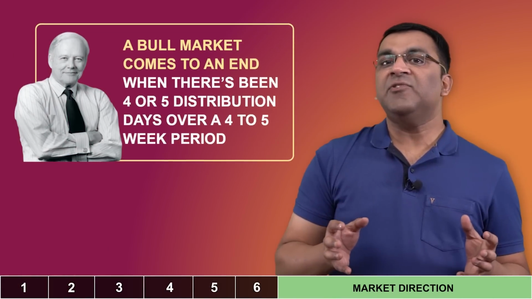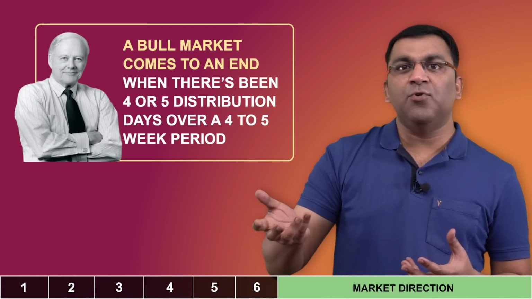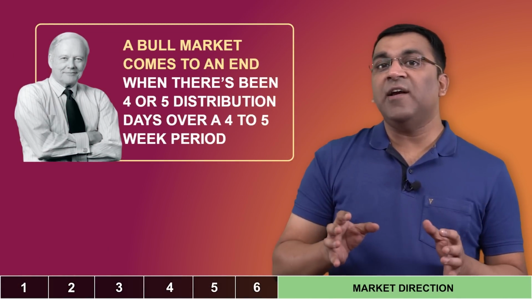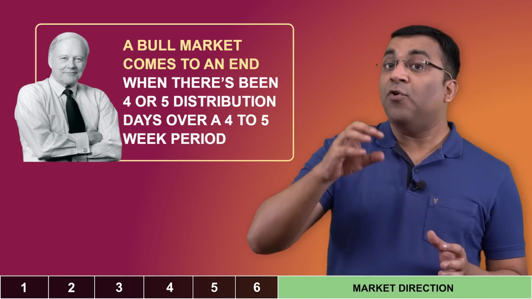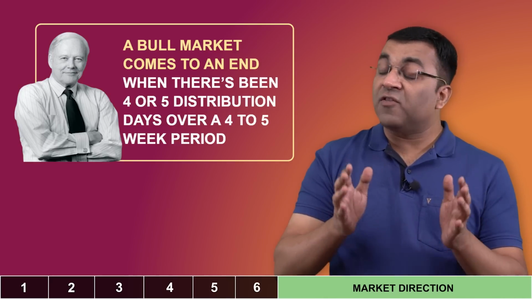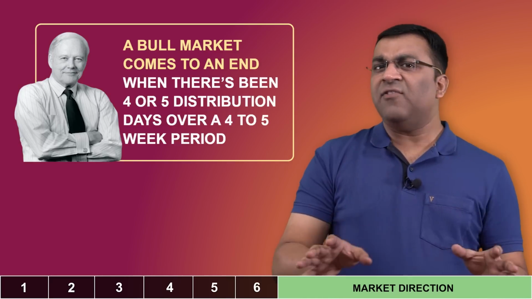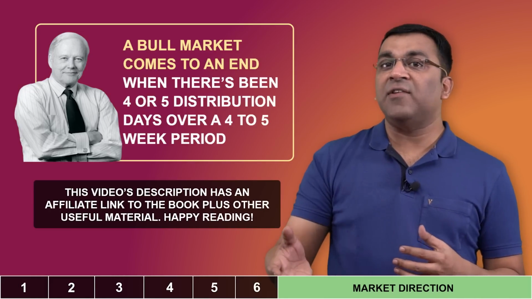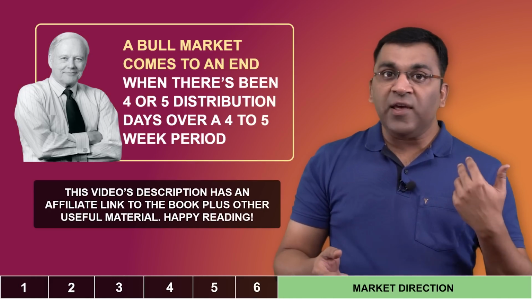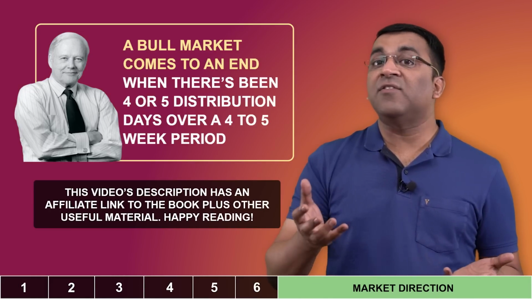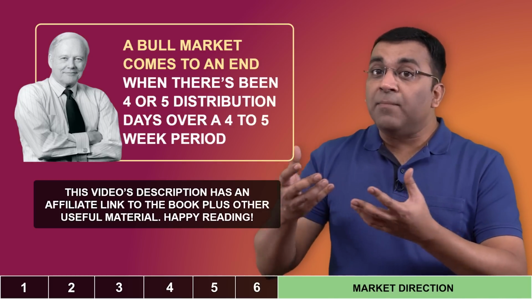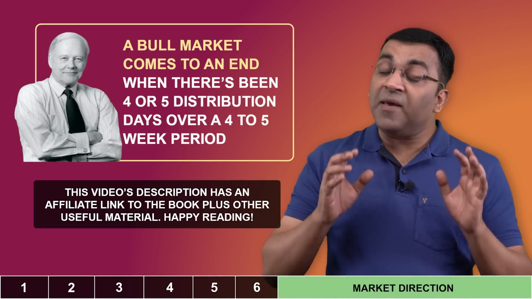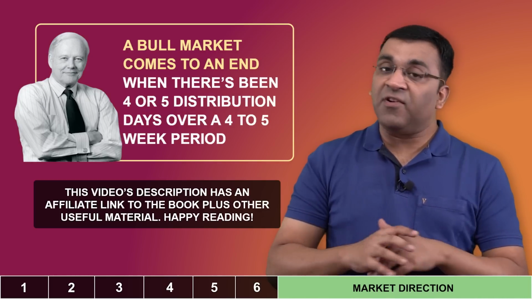In fact, O'Neill mentions it in the book or maybe in a video that a bull market usually comes to an end when there's been 4 or 5 days of distribution over a span of 4 to 5 weeks. It's an interesting way to look at things, and the book goes on to describe a few more scenarios around distribution days, including its expiry, some indicators of market bottoms, the importance of moving averages, etc., which makes this book a must read for every investor.